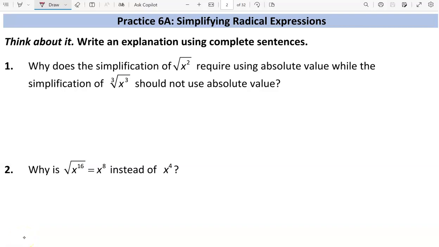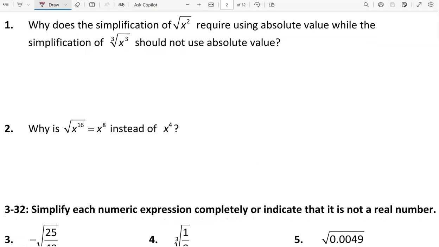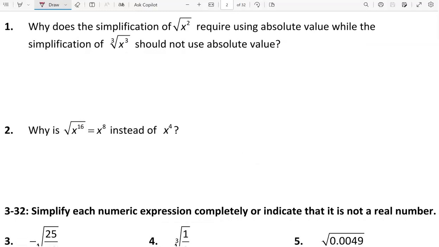This is a video walkthrough for practice 6A. In our first two questions, we're asked to respond using complete sentences. Number 1, why does the simplification of the square root of x squared require absolute value, while the simplification of the cube root of x cubed should not use absolute value?